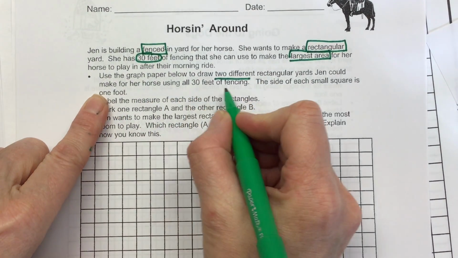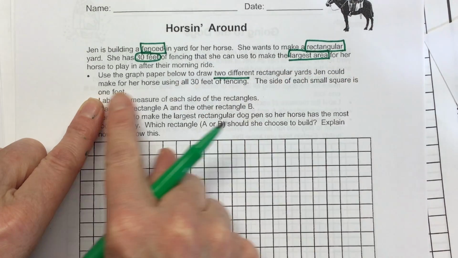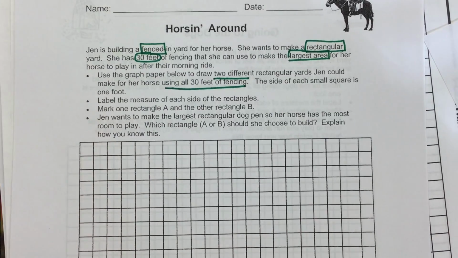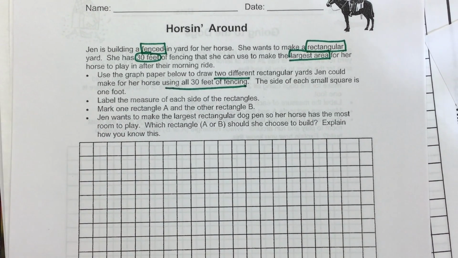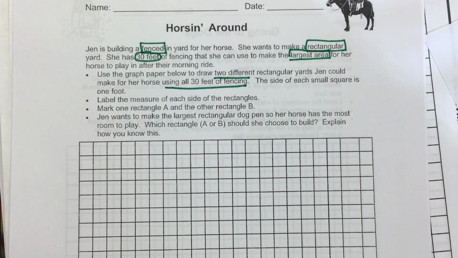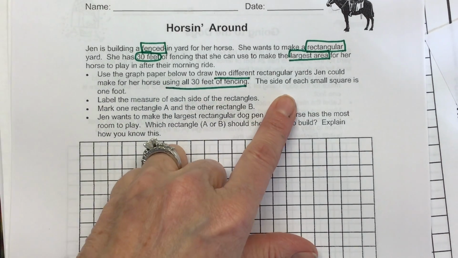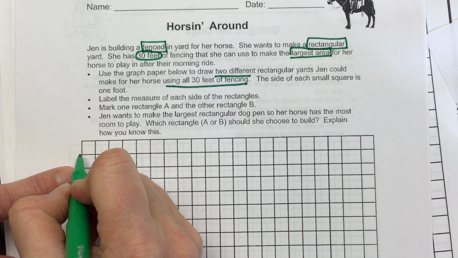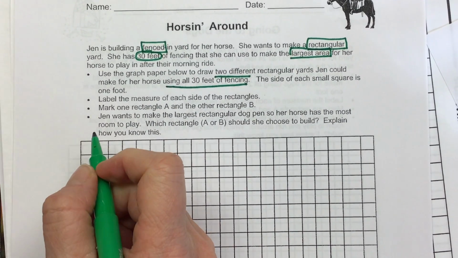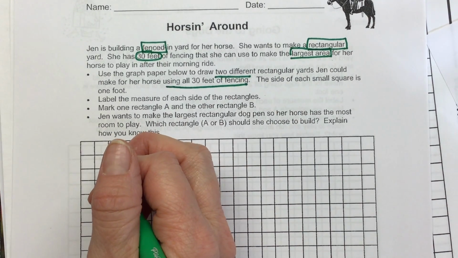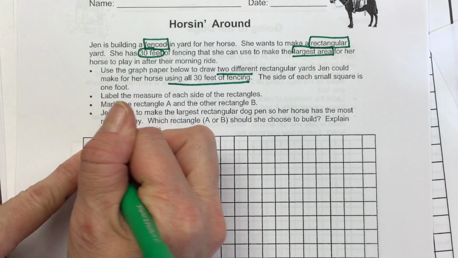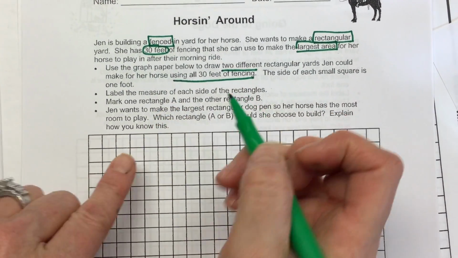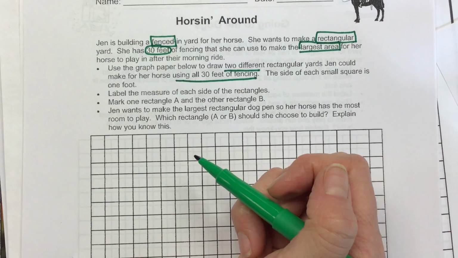Okay, use the graph paper to draw 2 different rectangular yards Jen could make for her horse using all 30 feet of fencing. So you have to have the perimeter as 30. We don't want 28, we don't want 26, we want the perimeter to be 30. The side of each small square is 1 foot. Not really, but on this graph paper, 1 square stands for 1 foot. Okay, label and measure each side of the rectangles. Mark one rectangle A and the other B.